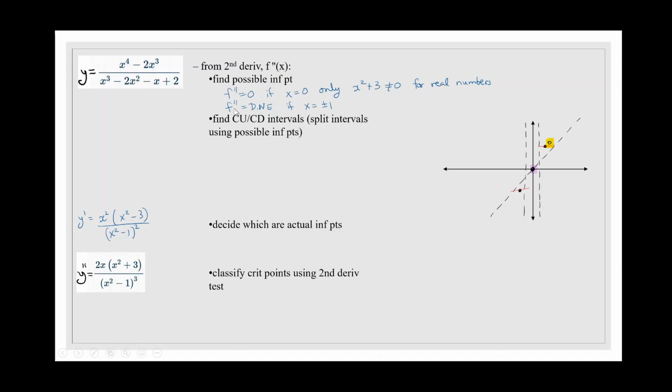And possible inflection points can be when the second derivative is undefined or does not exist. That happens when we have x equal to 1 or negative 1.